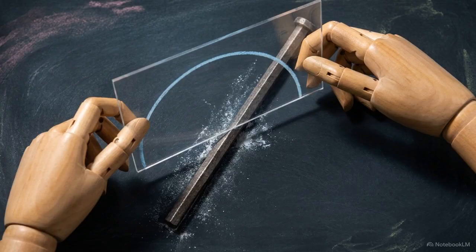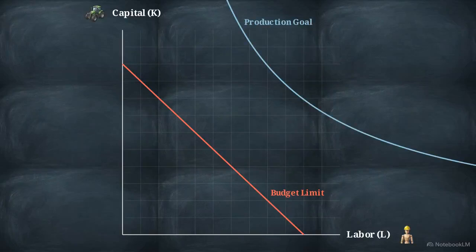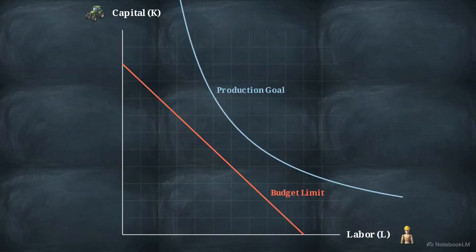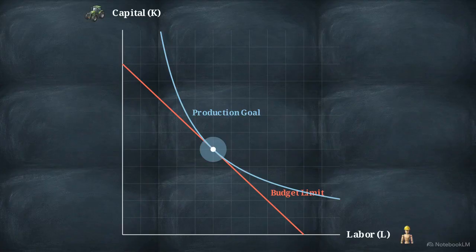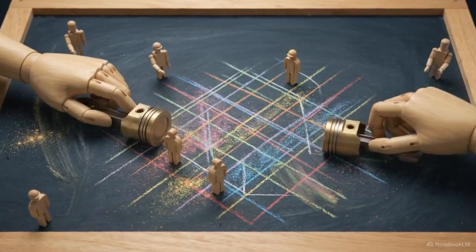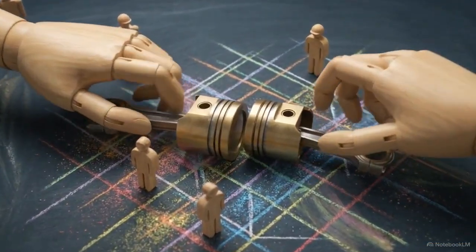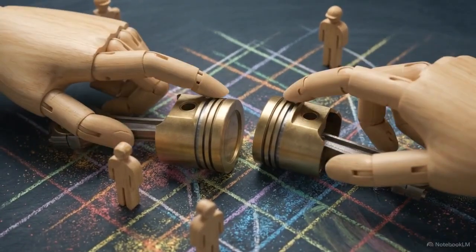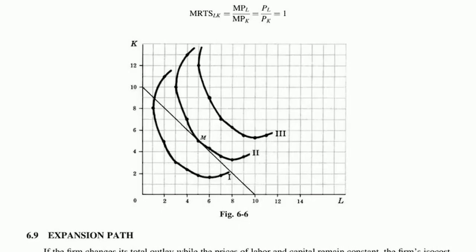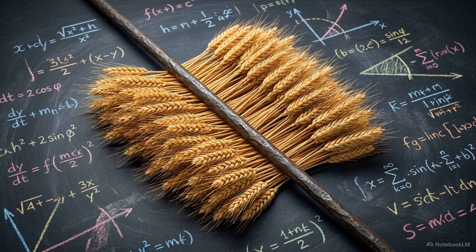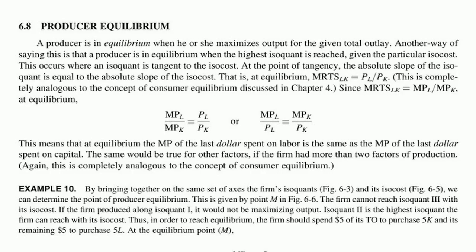This sets up a puzzle. The firm must find the best physical recipe from the curved isoquant that fits within the rigid, straight line of their budget. To maximize efficiency, the producer must find the single point where their production capabilities align with their budget. When we overlay the budget line onto the production curves, we find a specific point of tangency at point M. This is the highest level of production the firm can reach without exceeding its budget. This producer equilibrium is the most efficient use of resources for that budget.